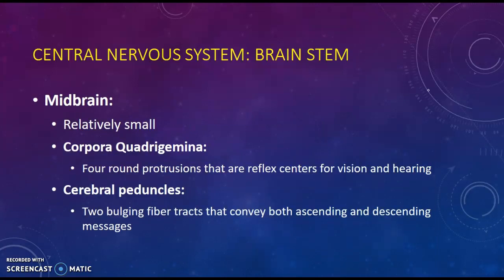So the midbrain is the smallest part of the brainstem, and it contains a few important structures. One is the corpora quadrigemina. These are your reflex centers for vision and hearing, so they're able to send those impulses to the correct centers. And then you also have cerebral peduncles, and these are just going to be fiber tracts, and you're going to notice this about the brainstem, they're all going to contain fiber tracts. And remember, tracts are going to be that thicker white matter that's going to be able to bring information up and down the spinal cord and up into the diencephalon and the cerebral hemispheres.